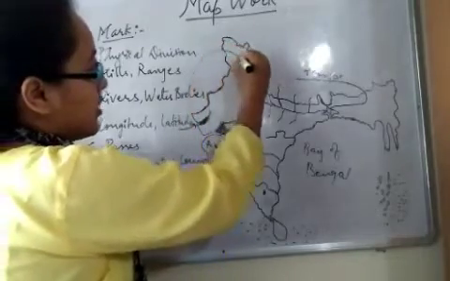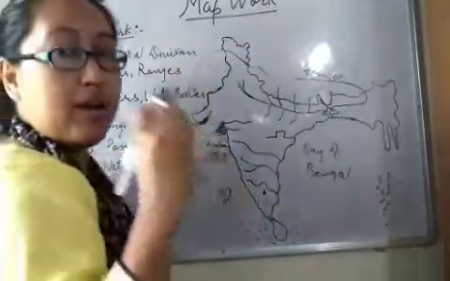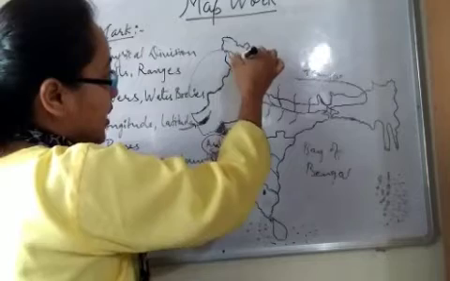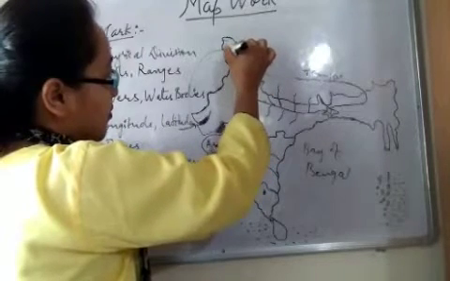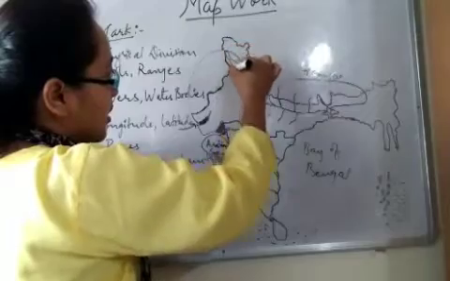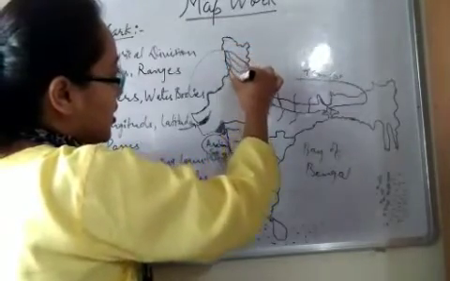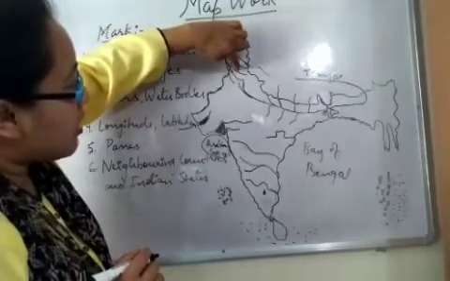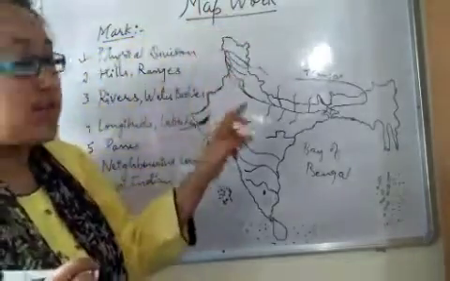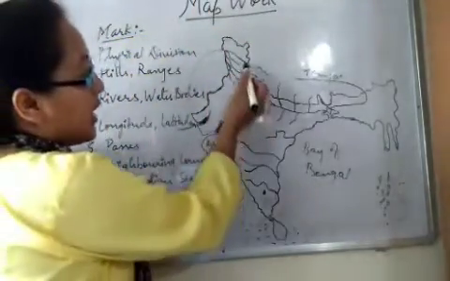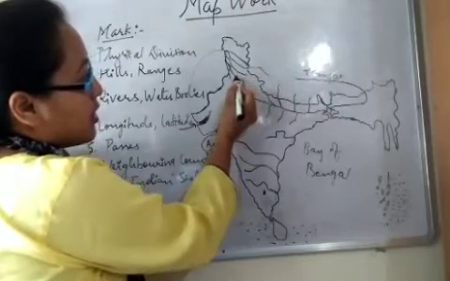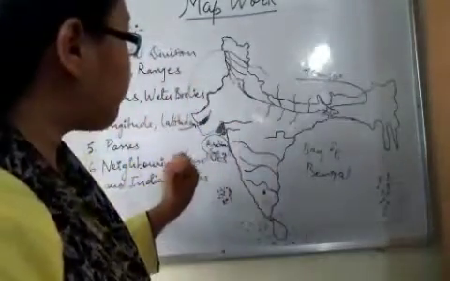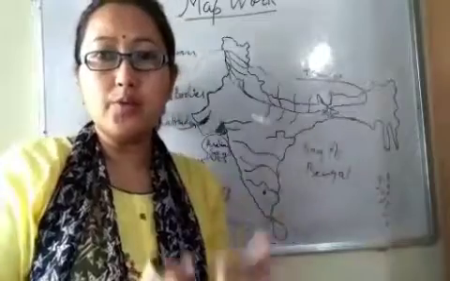This is Indus here, Indus river. And five other rivers are after Indus: Jhelum, Chenab, Ravi, Satluj. The last one is Satluj, right? Once again, Indus, Jhelum, Chenab, Ravi, Satluj. Clear? Okay. So these are the rivers and water bodies around India.